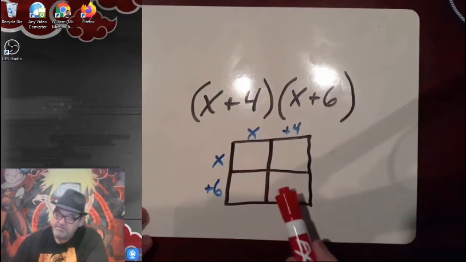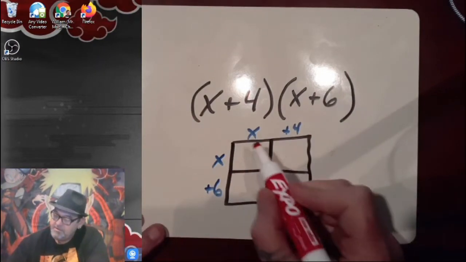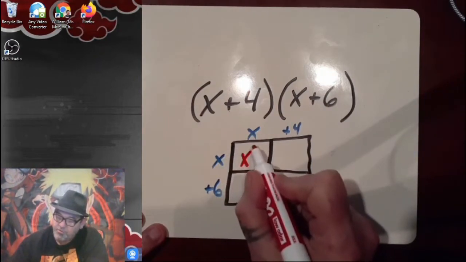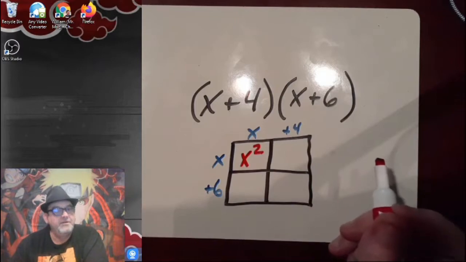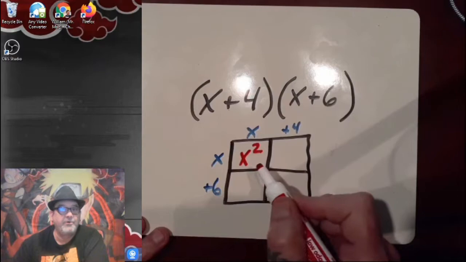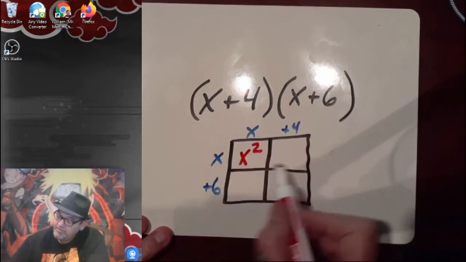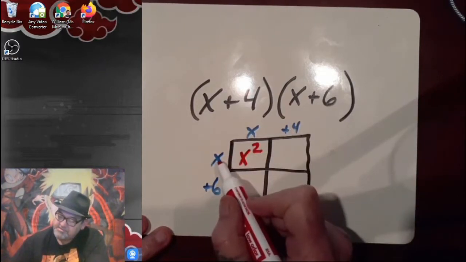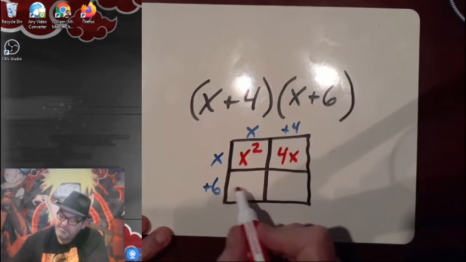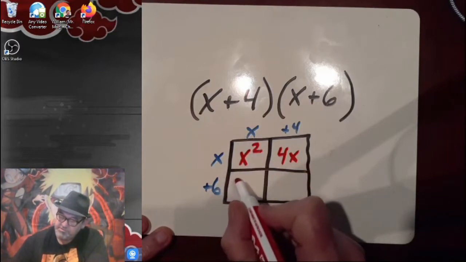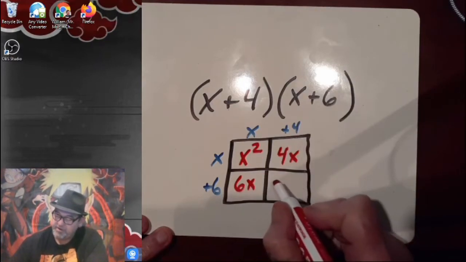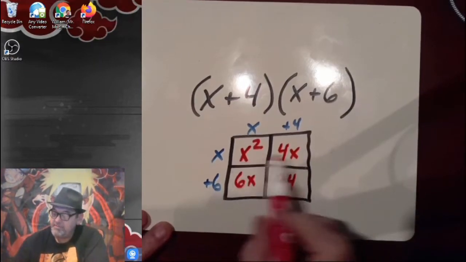Now I'm going to fill in these 4 boxes by multiplying. So let's do x times x. What is x times x? Well, that's x squared, right? Anytime a number or a variable is multiplied times itself, that is to the second power, or squared. Then I go to the next box. I have positive 4 times x. Well, 4 times x is just 4x. Then this box here is 6 times x, which is 6x. And then last, 4 times 6 is regular 24. So my answer is right there.